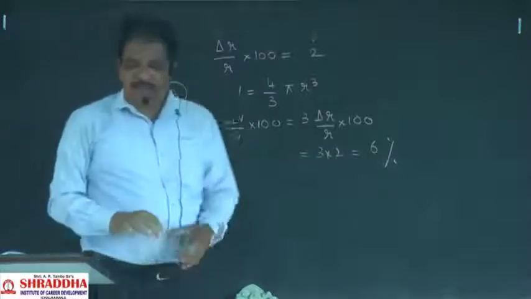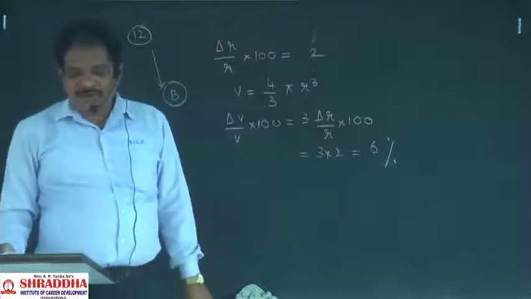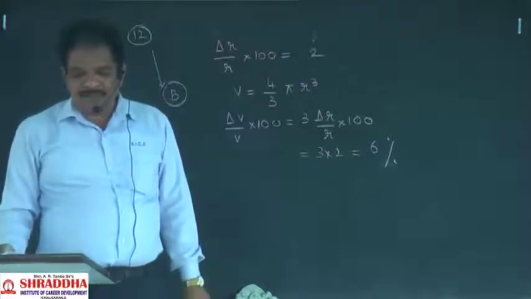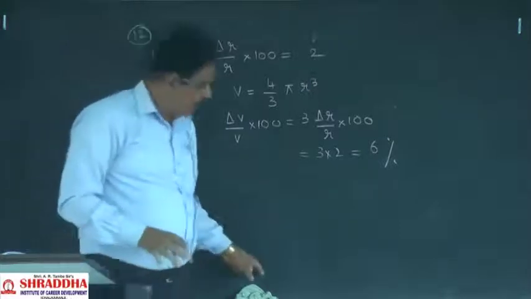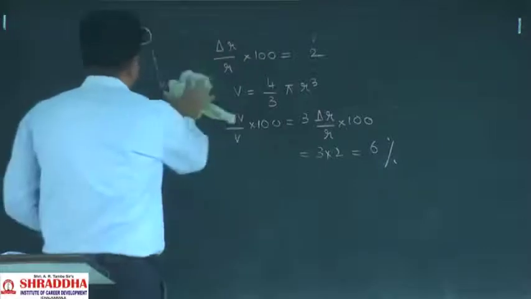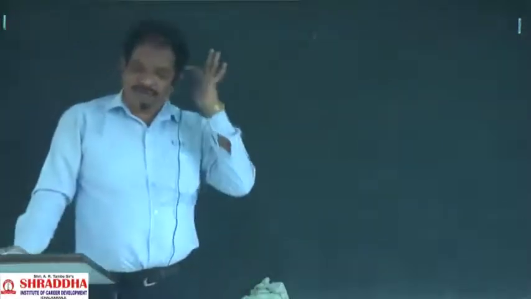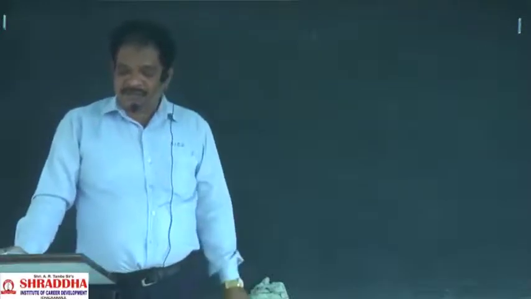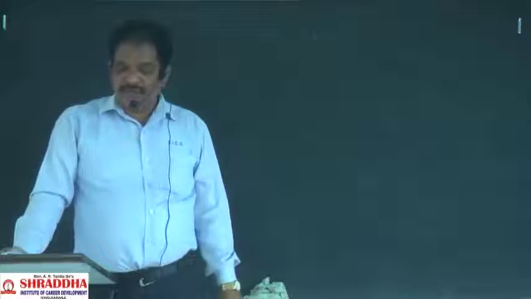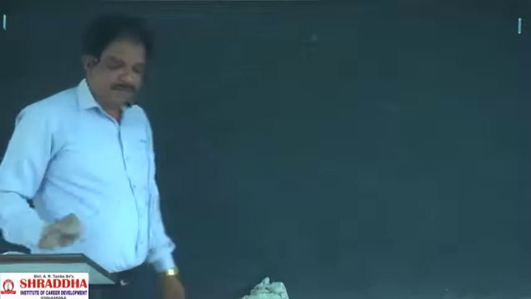Next, 13. Which two of the following 5 physical parameters have the same dimensions? Okay, 5 quantities are given. In that, 2 quantities are having the same dimensions. What are those quantities? Okay, yes, see, energy density.